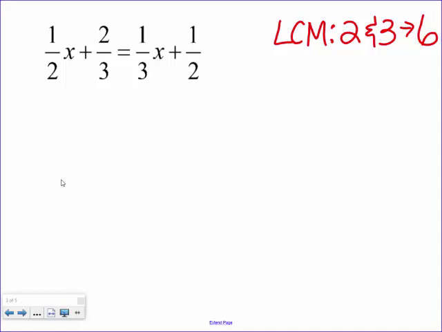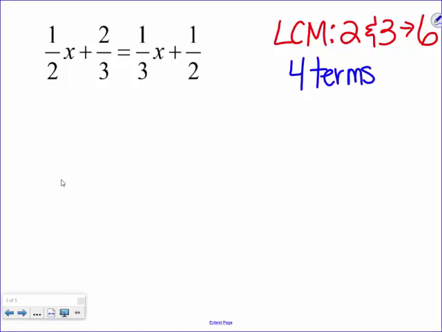Okay, now let me ask you this. How many terms are in this problem? 4. What's the first term, Patrick? 1/2 x. Ross, what's the second term? 2/3. What kind of 2/3? Positive 2/3. Zayden, what's the third term? 1/3 x. Good. And Kaylee, what's the fourth term? Positive 1/2. Very good. So we have 4 terms here.